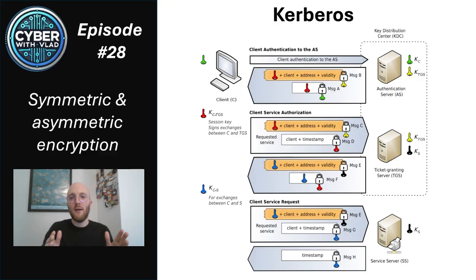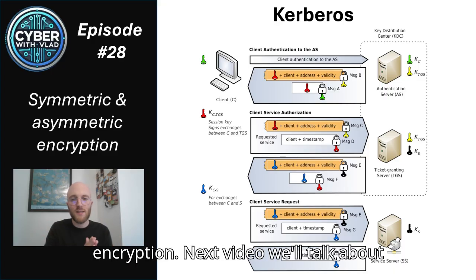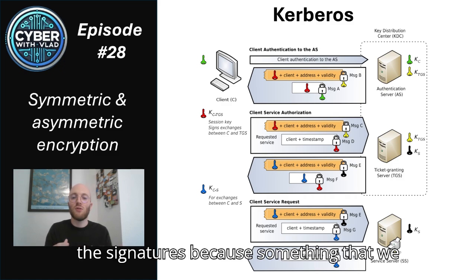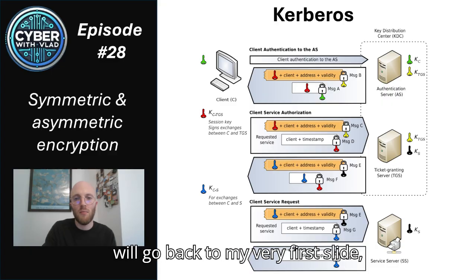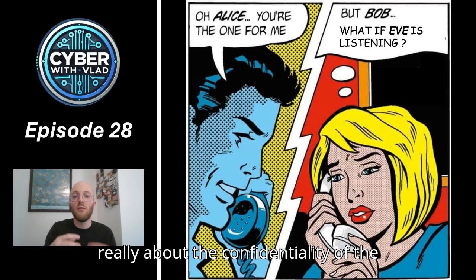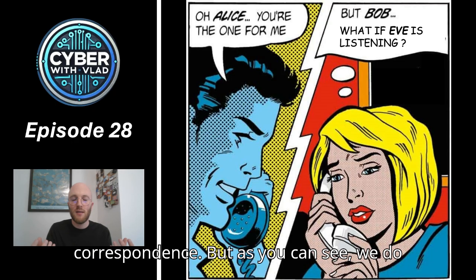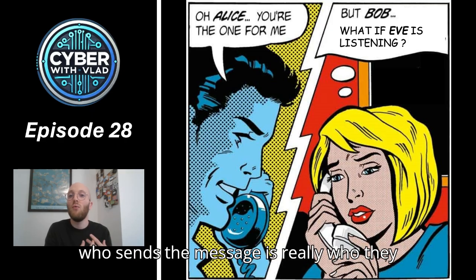Having said that, that was all for the asymmetric encryption. Next video, we'll talk about the signatures, because what we have covered so far is only about, and I will go back to my very first slide, the confidentiality of the correspondence. But as you can see, we do not have a proof that the person who sent the message is really who they pretend to be.